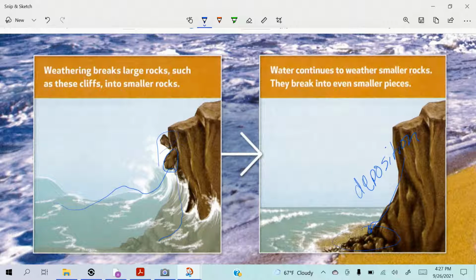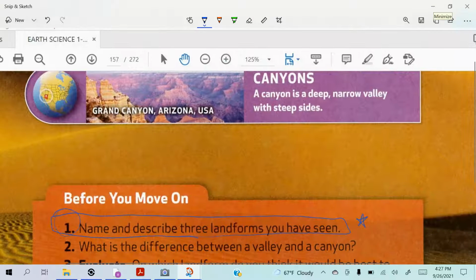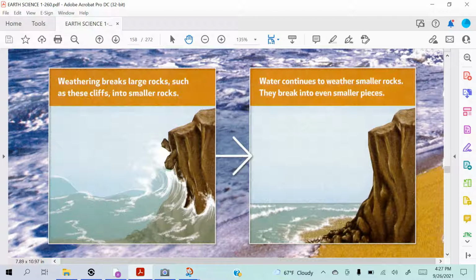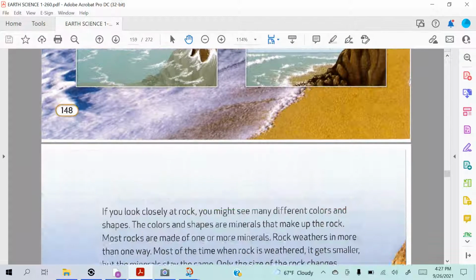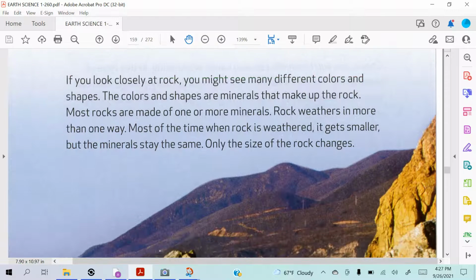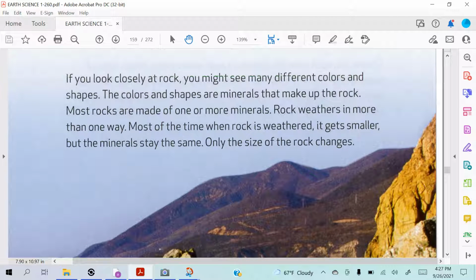And then eventually, maybe erosion will carry them away, right? Okay. So let's keep reading, right? Water continues to weather smaller rocks. They break into even smaller pieces, and I wonder what those smaller pieces are called. I bet you know. If you look closely at rock, you might see many different colors and shapes.